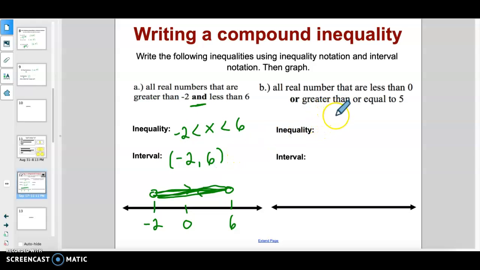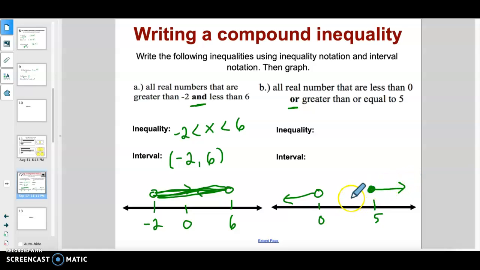Another example, we've got all real numbers that are less than 0 or greater than or equal to 5. OR means everything they tell us we're going to graph. So we're not going to just look at what they have in common, we're going to look at everything. So we've got 0 and 5. It says numbers that are less than 0, so I'm going to start at 0 and then go numbers smaller than that. Or greater than or equal to, so solid dot at 5, and then greater than or equal to.